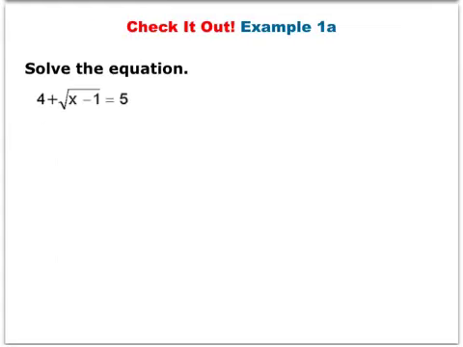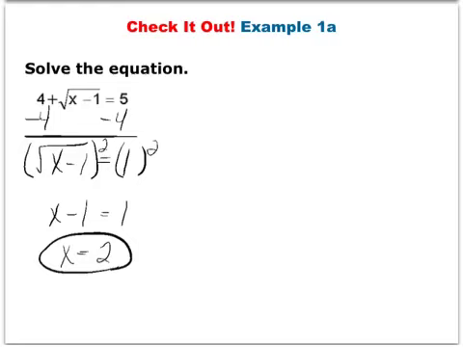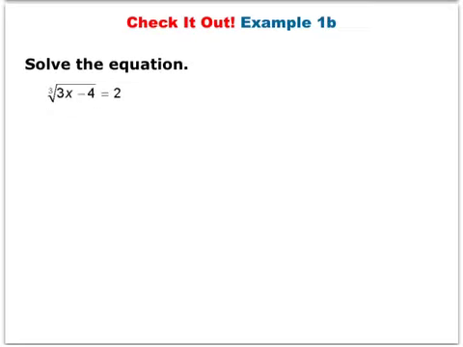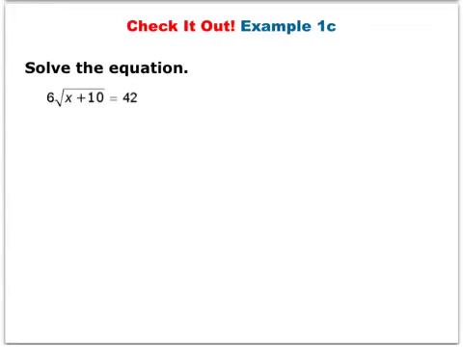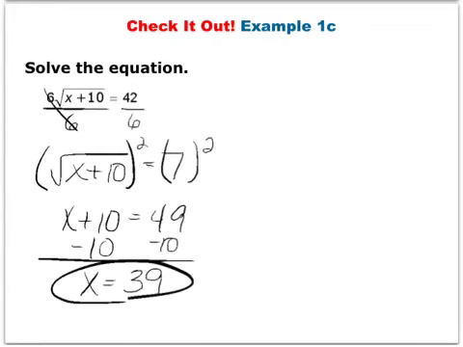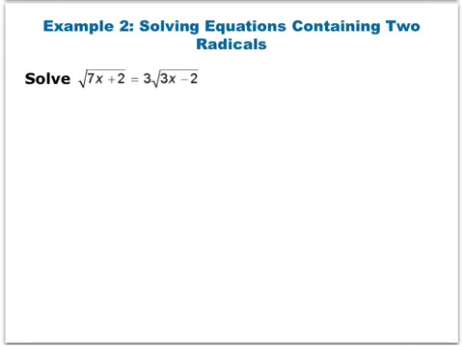Okay. You try it on your own. Push pause, please. Okay, there's the first one. Check it out. Try another one on your own. There's the answer to the next. Check it out. X equals 4. The last one. Okay, isolate the radical. Do it on your own. There you go. Last one. Let's try our next example.